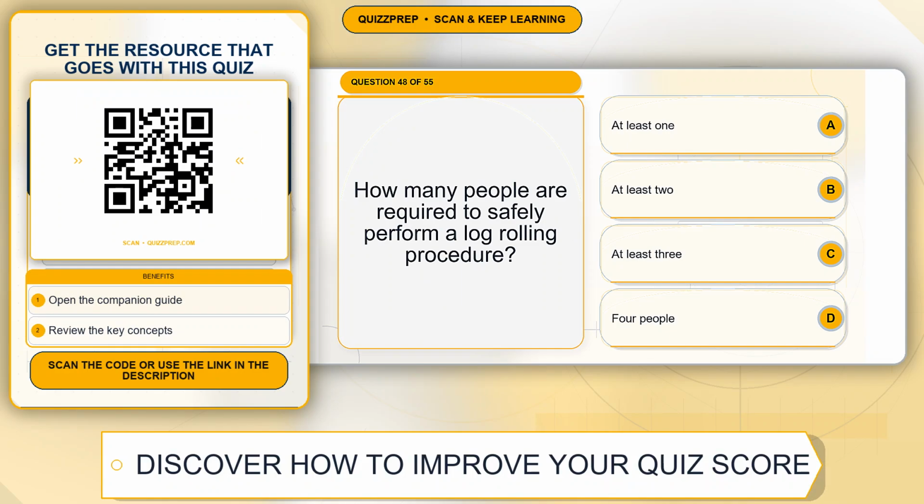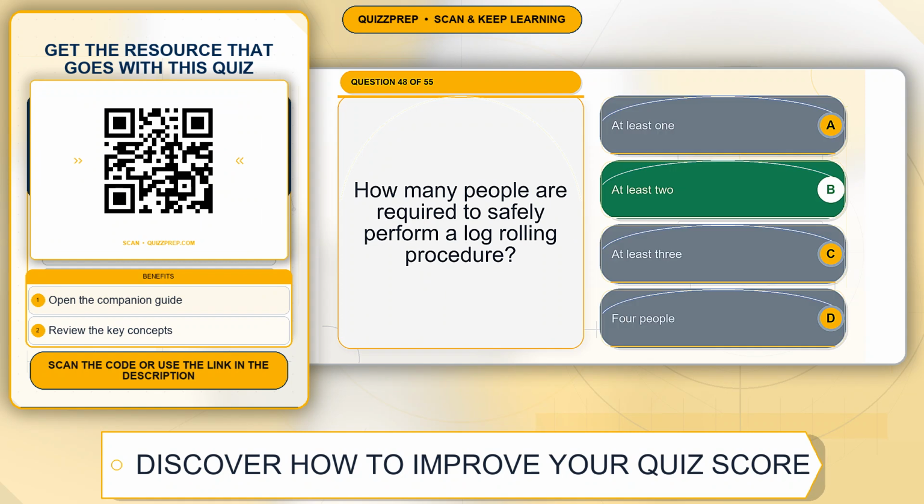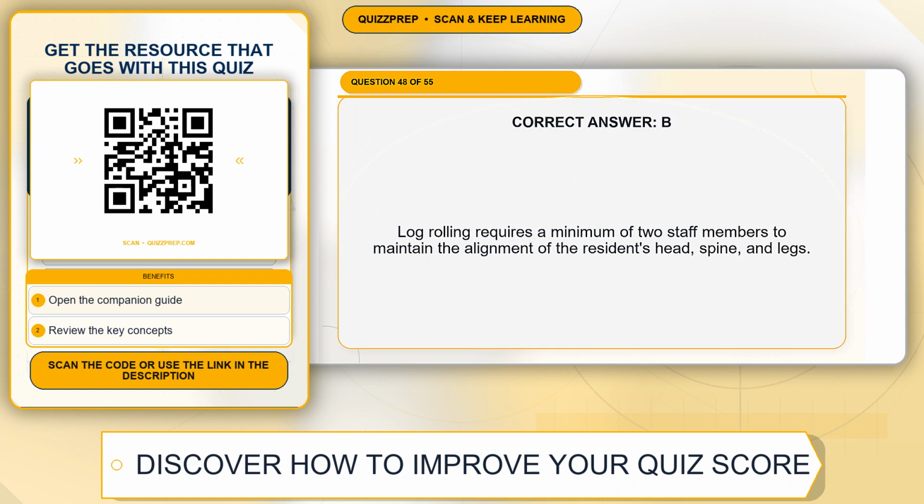Question 48. How many people are required to safely perform a log rolling procedure? Option A, at least 1. Option B, at least 2. Option C, at least 3. Option D, 4 people. The correct answer is option B, at least 2. Explanation. Log rolling requires a minimum of 2 staff members to maintain the alignment of the resident's head, spine, and legs.